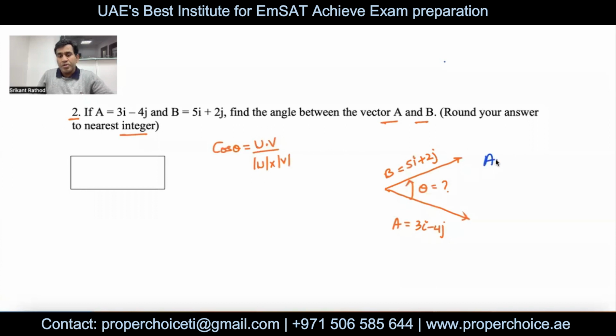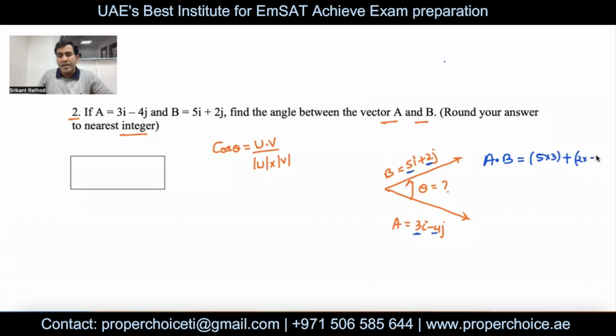So a dot b, as I told you, while finding the dot product you just need to multiply the like terms. I have shown you previously. So the dot product is basically multiplying the number with i by the number with i. That's the rule which has been given to us. I say 5 times 3, plus multiply the number with j by the number with j. So here it is going to be 2 times negative 4.